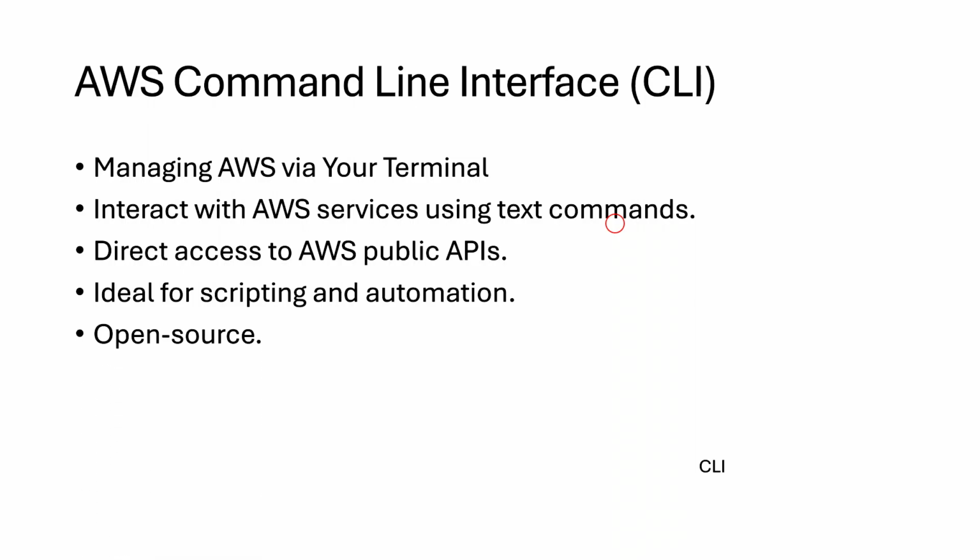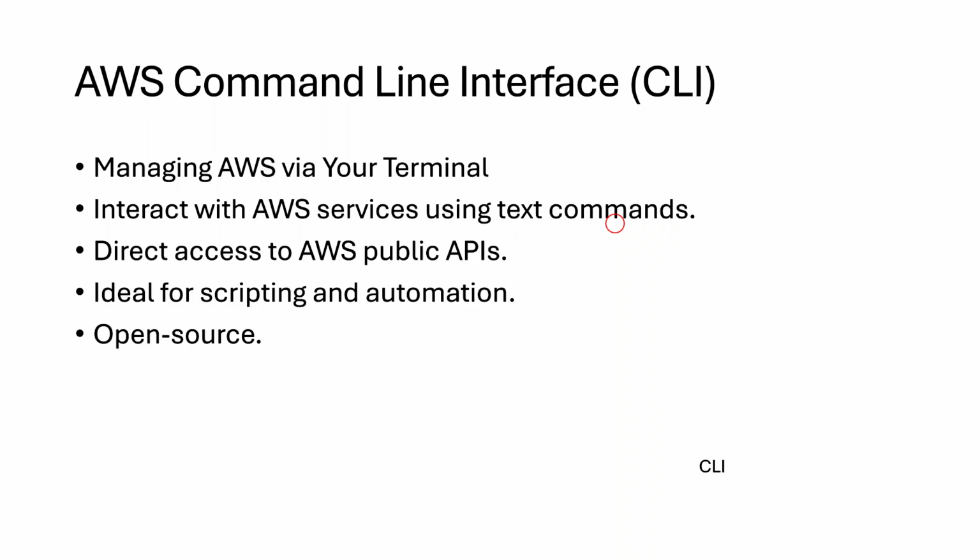And one more ideal thing, it's open source. The AWS CLI is open source, and you can find it in GitHub. So if you search GitHub for AWS CLI, you will get the open source code for the AWS CLI, which is nothing but Python code, right? The AWS CLI is built on top of the Python SDK of AWS. So it executes that Python code, and that Python code interacts with the AWS services' public APIs.